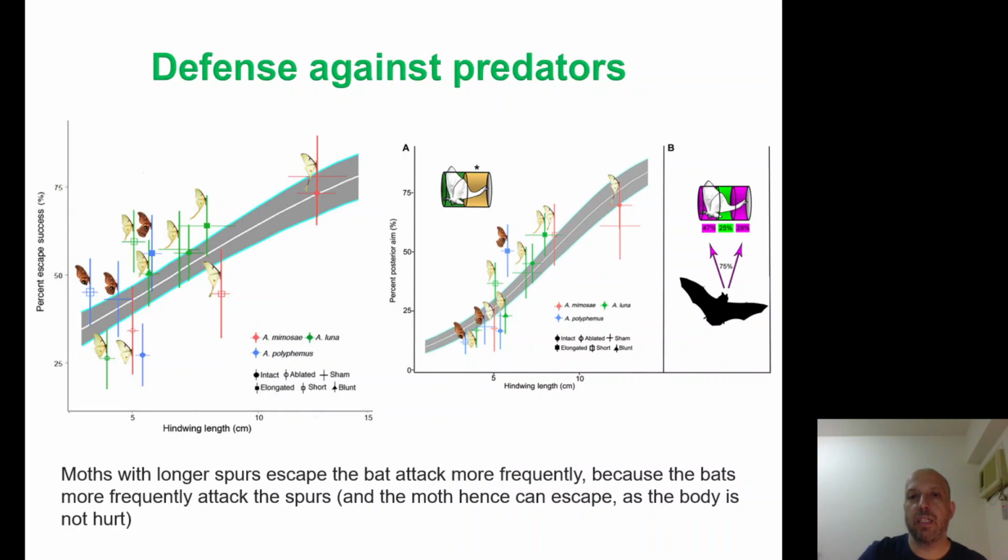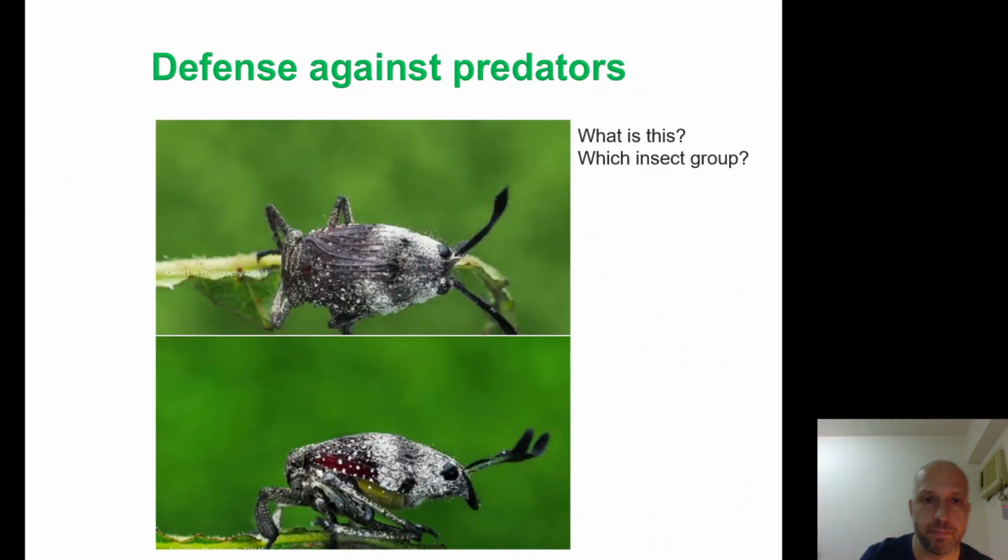And the moths with these long projections on the wings can actually confuse the bats' sonar. They reflect much more than a normal wing of the moth. So they look like something weird, and the bats avoid it.